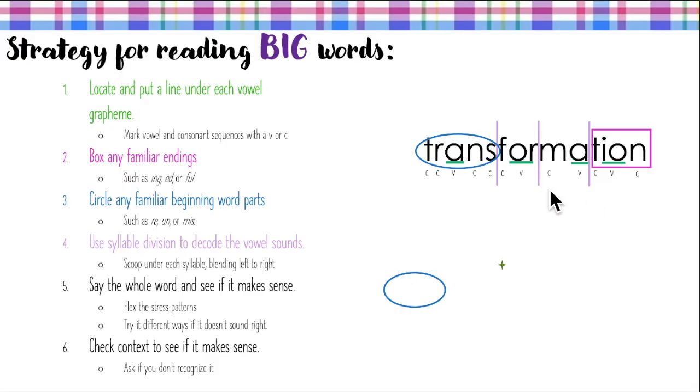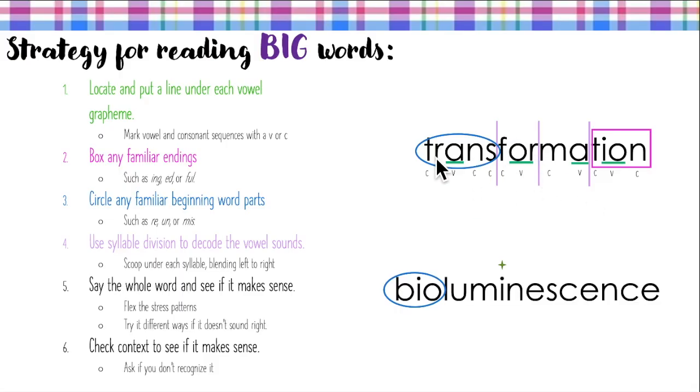I see 4. Then what you can do is say those pieces, transformation. So even though they couldn't read transformation off the bat by itself, they can if we're using some of these helpful things. See if it makes sense, right? So here's another one. I'm going to locate any of those vowels, and even if it's a silent one, I'm still going to mark the vowels. I'm going to put a box around anything that looks familiar. Marking my consonants real fast.